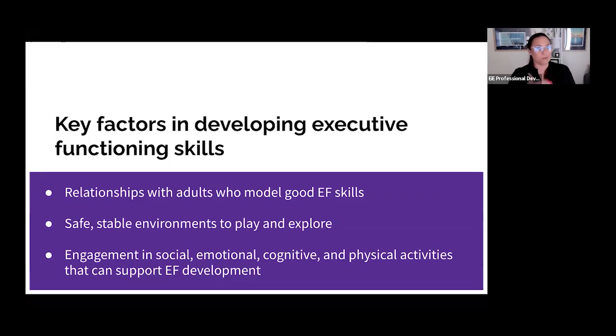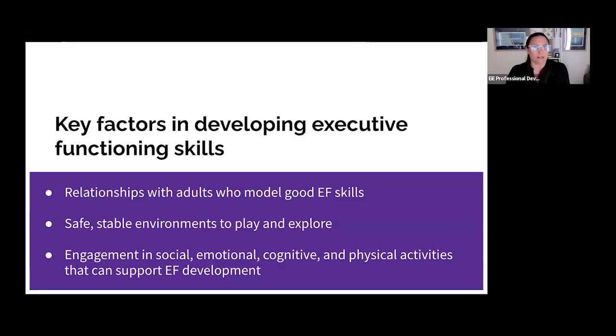It's highly likely their parents didn't get the support that they needed, and they still need support in their executive functioning. But your current students need those role models showing them how to have good executive functioning skills. So they need those relationships with adults, whether it's somebody at home or a teacher at school. They need to know how to do these things. What do they look like with adults? And they need safe, stable environments to play and explore.